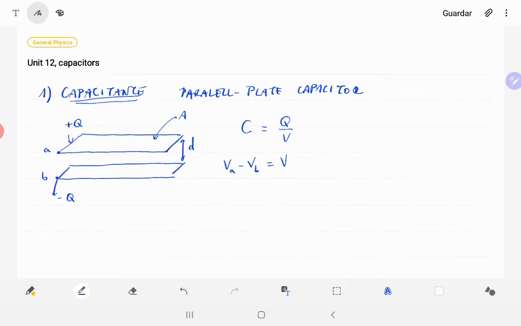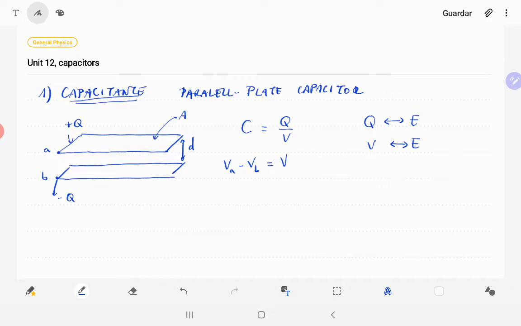We want to relate both, and the way to relate them is going to be using the electric field, because we can establish a relationship between the charge of the plates and the electric field between the plates, and we can also establish a relationship between the potential difference between the plates and the electric field. So let's start with the first one.